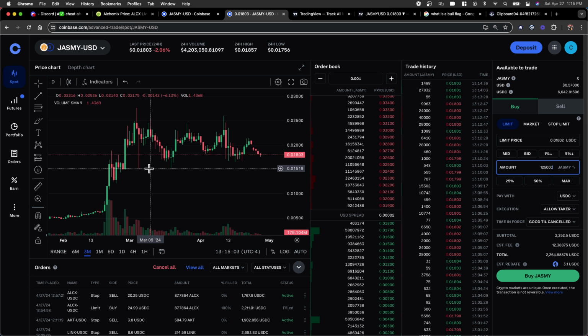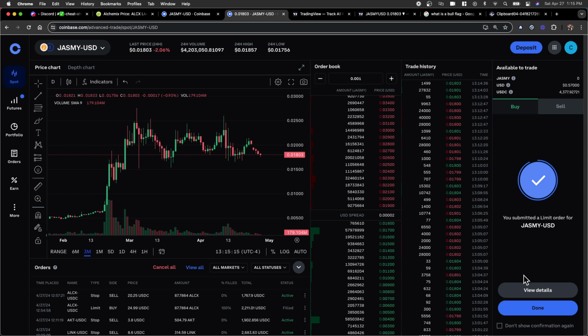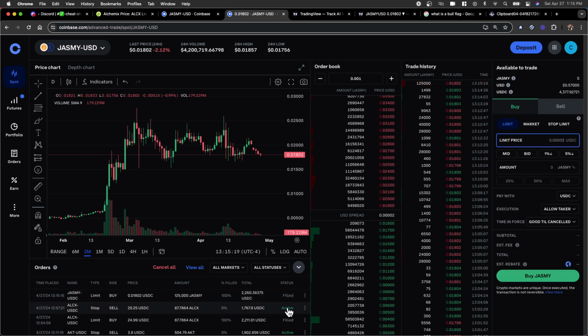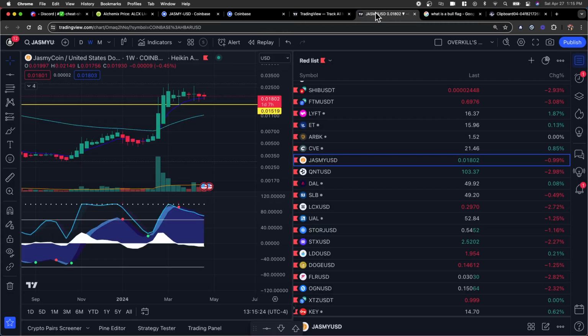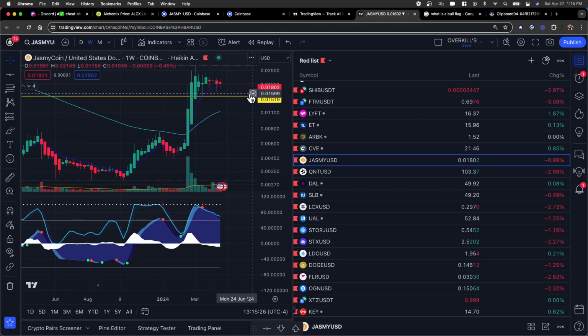This thing hasn't broken down below its 1.5 level there. I'll set a stop loss at 0.015, or 0.014. But this just looks really good here. I want to buy this and bang. That's going to be open, and it looks like it filled. So that is now in my portfolio, off a bull flag.